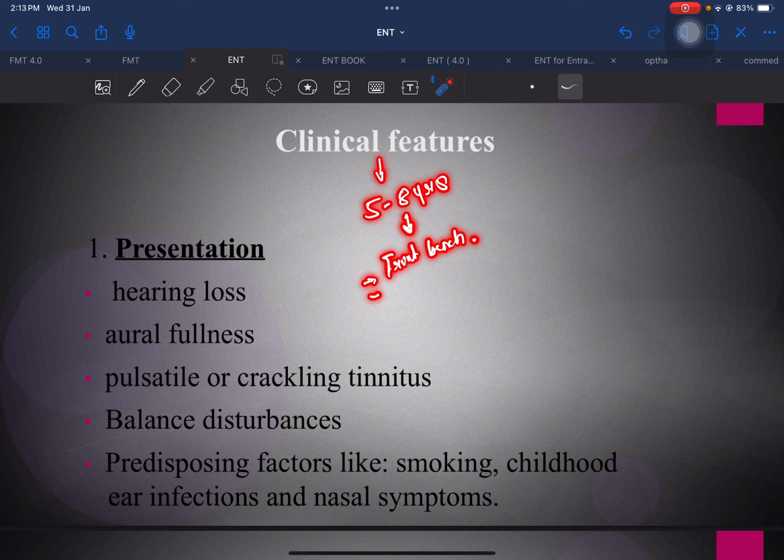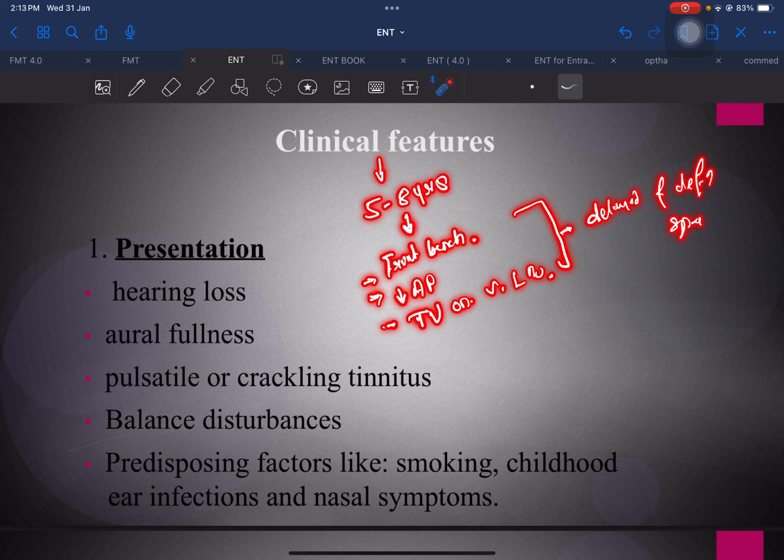Now, the parent will give the history of decreased academic performance. And at home, the child has to turn the TV on at a very loud volume. Because of these things, in the long run, the child is having problems of delayed and defective speech.